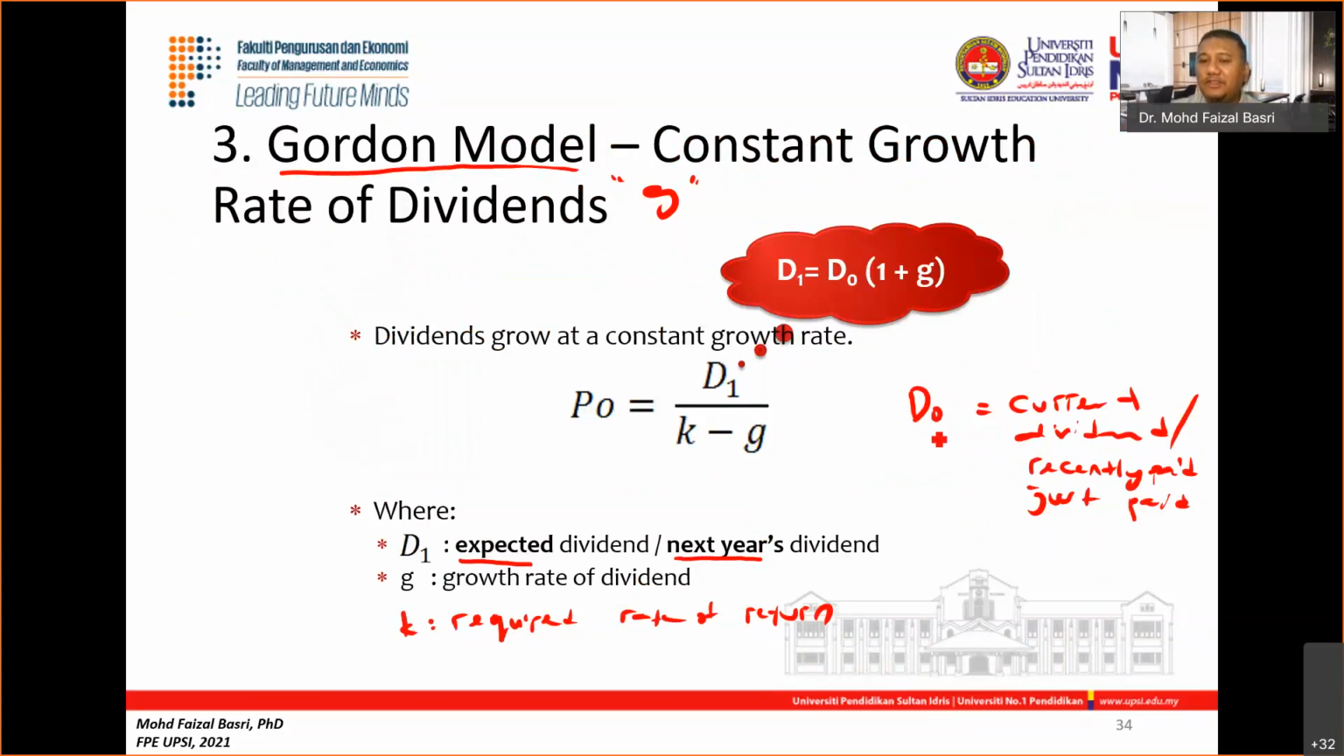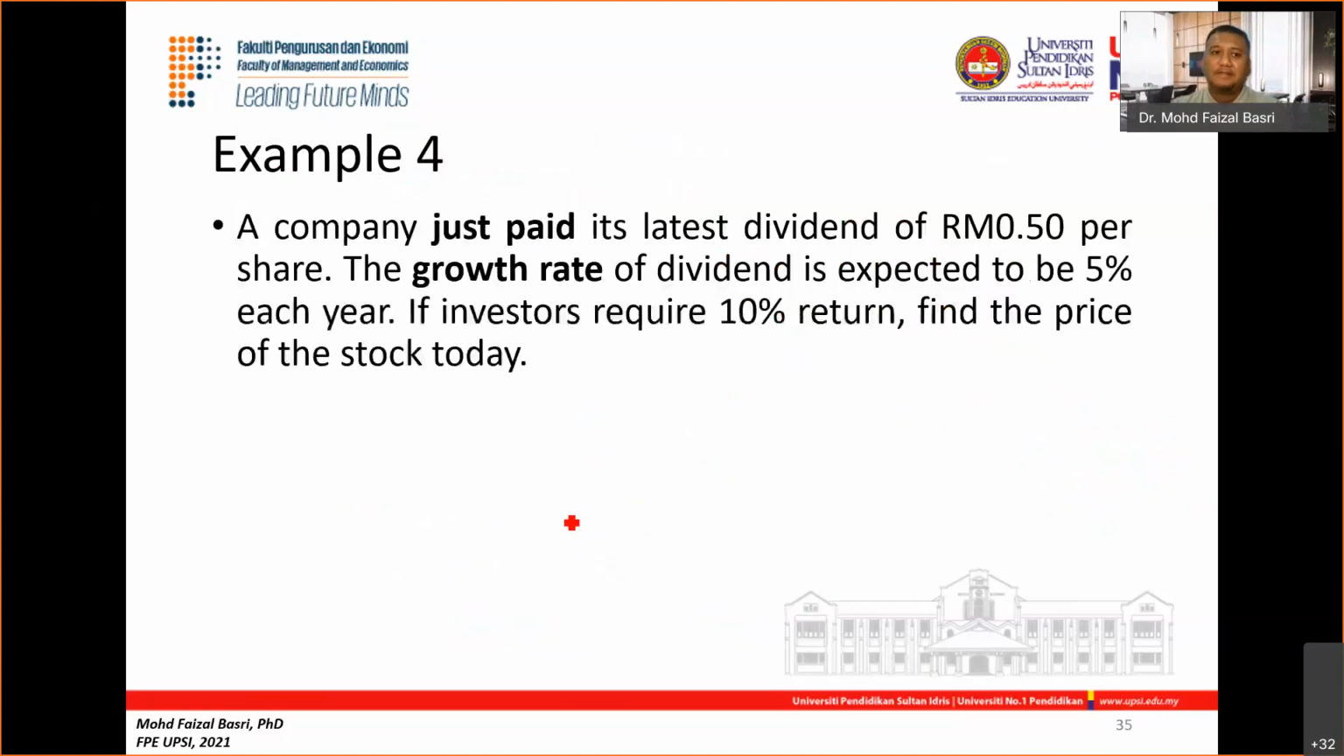So first thing you need to determine whether the dividend given in the question is the current dividend or the expected dividend. Then you can proceed with the calculation of P0. That's it. Example here: a company just paid, they use the word just paid, a dividend of 50 cents. So automatically this 50 cents is D0.